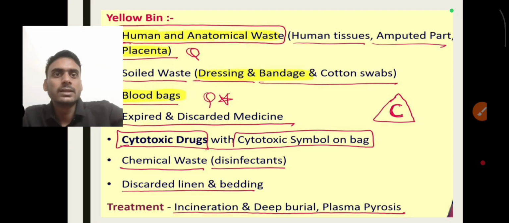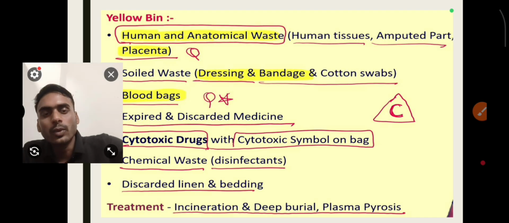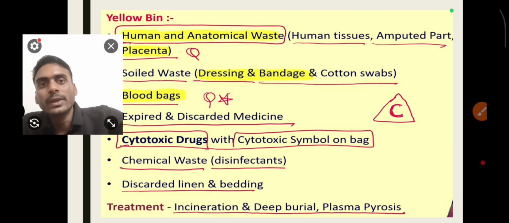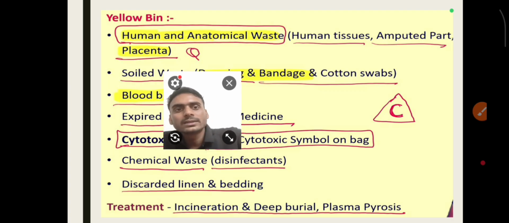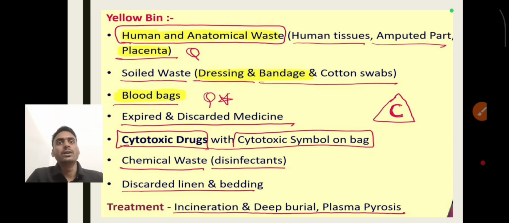Okay, I just placed some common waste material. You have to decide whether to place it in the yellow bin, red bin, or blue bin, so you can just remember. Now we discuss the yellow bin. In the yellow bin we place human or anatomical waste like human tissue, amputated parts, and placenta.